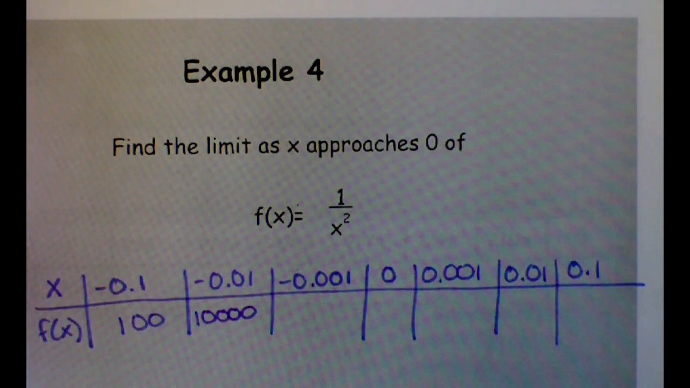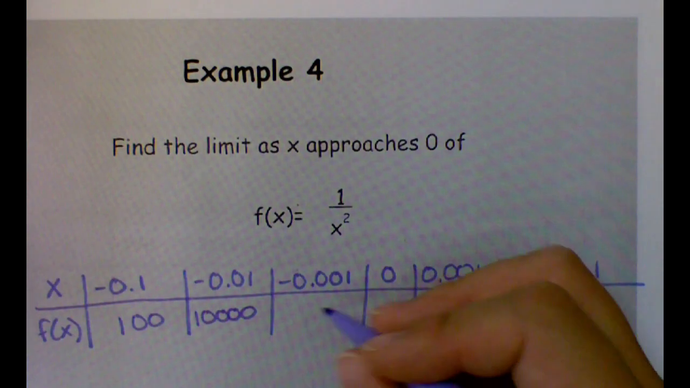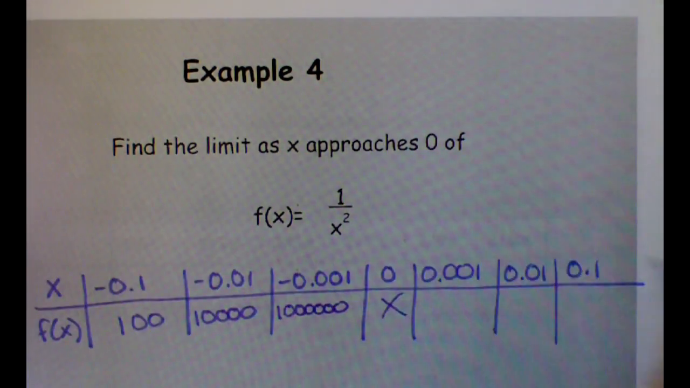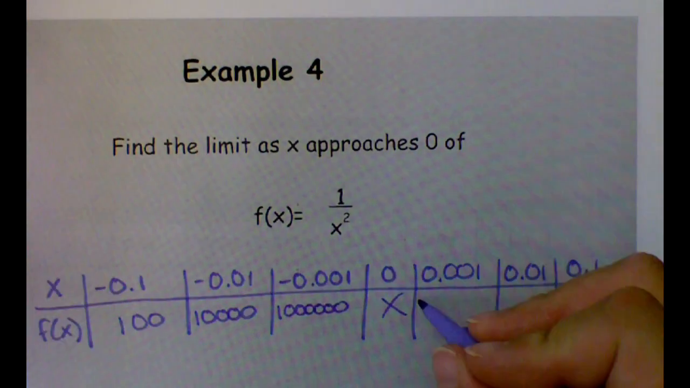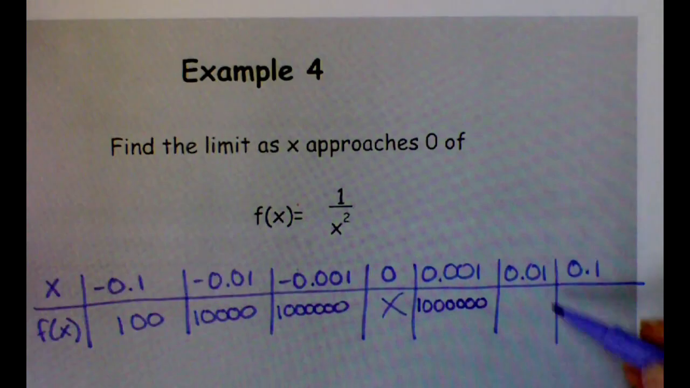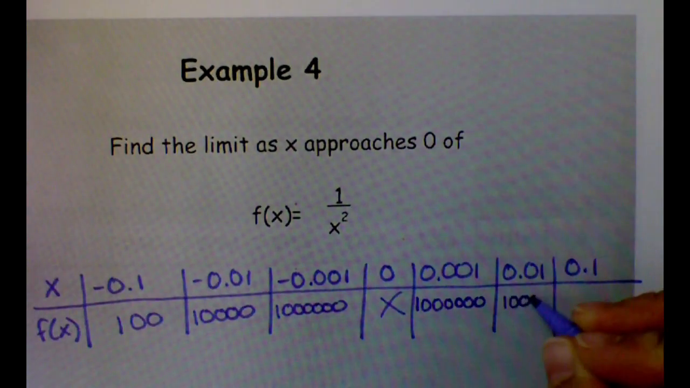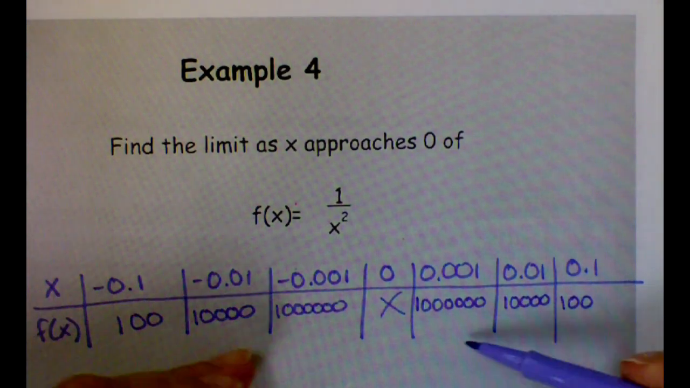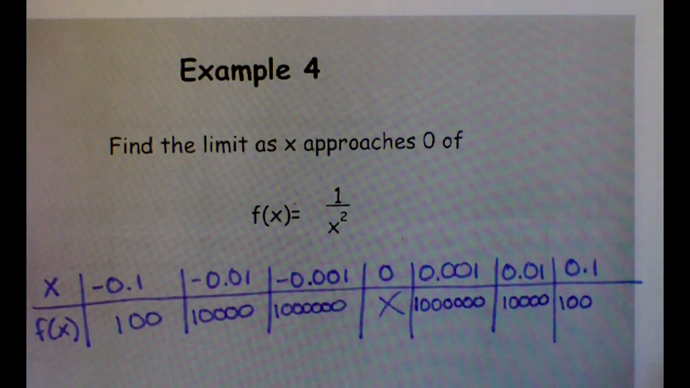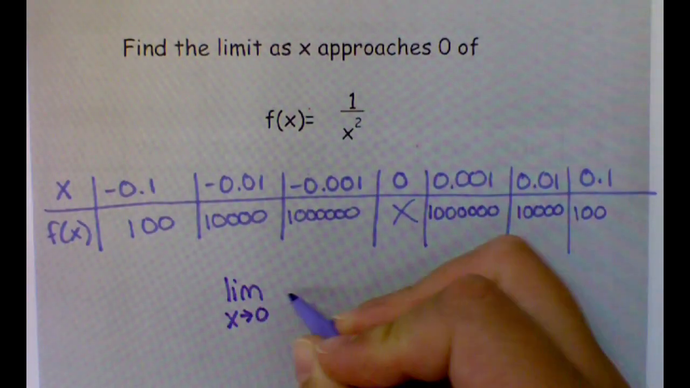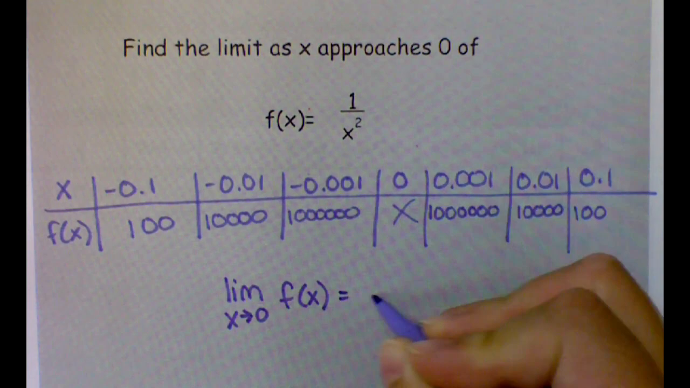And negative 0.001, I get a million. There we go. 0 doesn't exist. How about positive 0.001? I get a million. Positive 0.01, I get 10,000. And positive 0.1, I get 100. Notice as I approach 0 from both sides, my numbers get really, really big. So we would say the limit as x approaches 0 of this function is infinity.